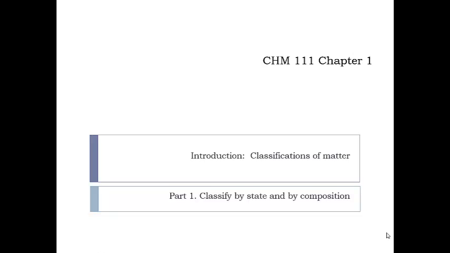Hello and welcome. This is Chemistry 111, Chapter 1, and we're doing an introduction to classifications of matter. So this is Part 1, where we're going to classify matter by state and by composition.